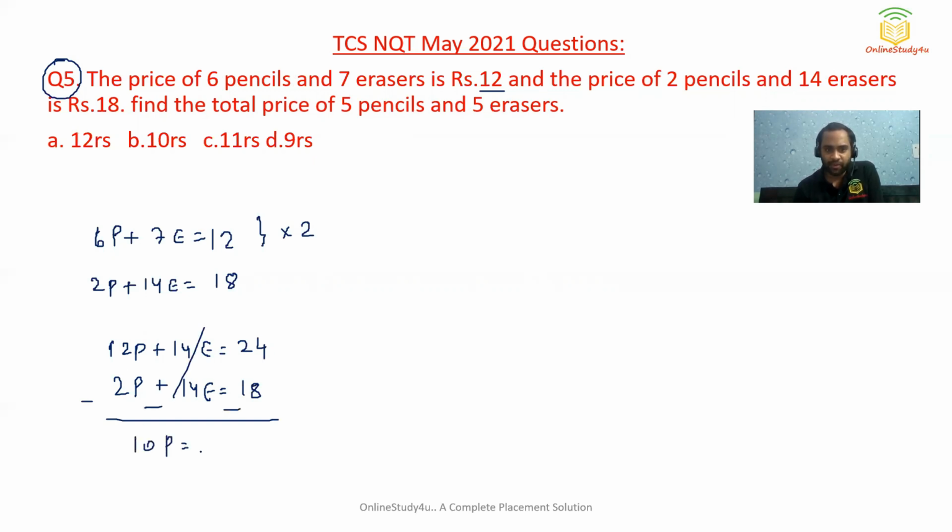10 pencils will cost 6 rupees. So 1 pencil costs 6 by 10, that is nothing but 3 by 5 rupees. Now put the pencil price in the first equation.